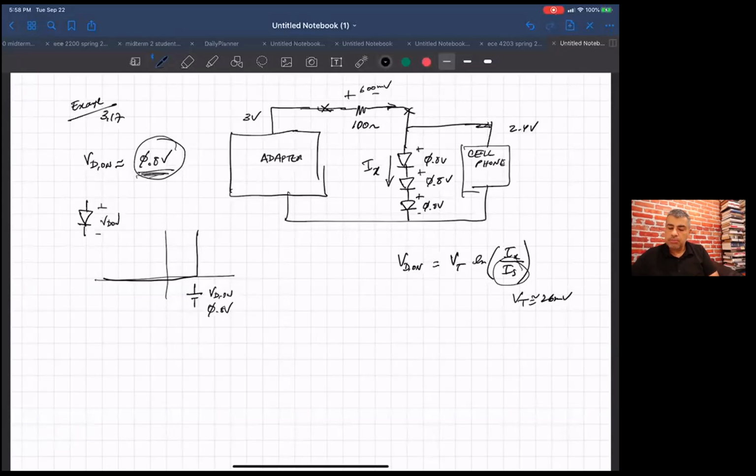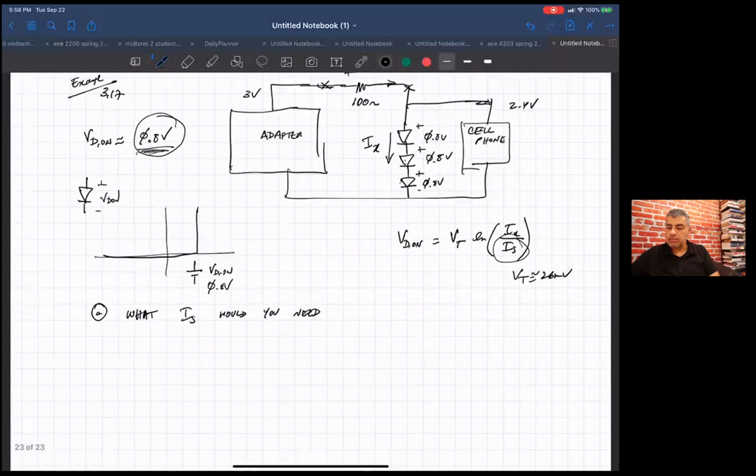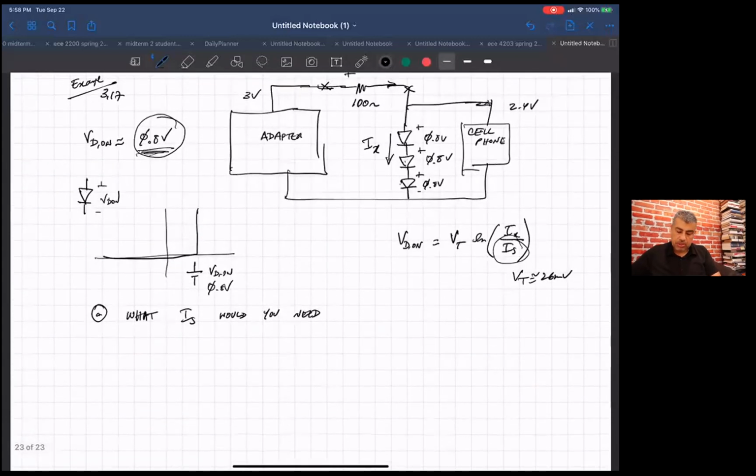So the first problem is, let's say we're going to go buy these diodes or get them from the lab. If you could have any I sub S, what I sub S would you need? This is kind of a little bit backwards, but we'll see how this works out.